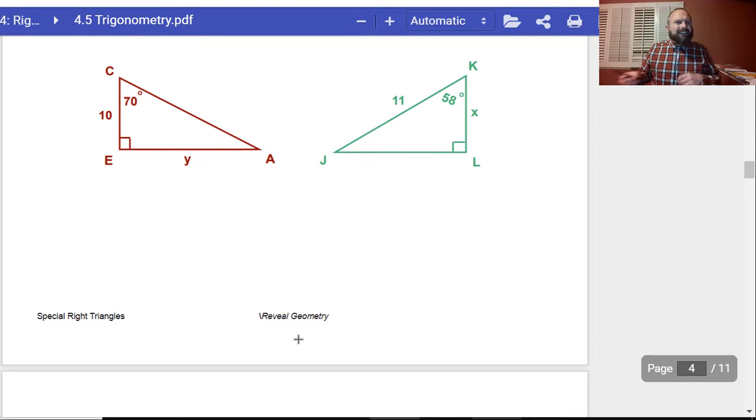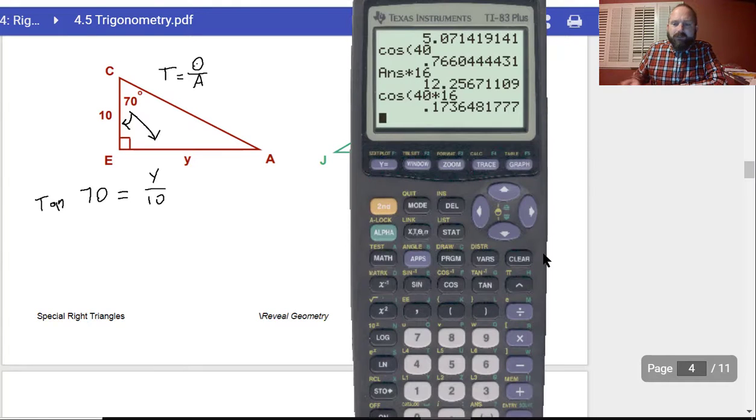All right, so let's do the next one together. It looks like I have the opposite and I have the adjacent. So that's going to be my tangent. Now I have to figure out TOA, so it's OA. It's going to be the tangent of 70 is equal to the opposite over 10. Well, pretty much all I'm going to do is click tangent of 70 and figure that out. 2.7475.